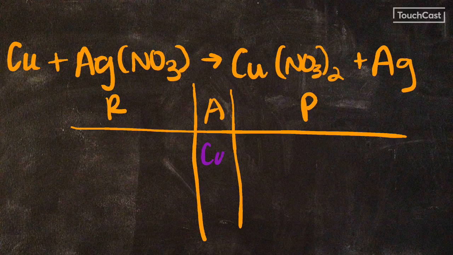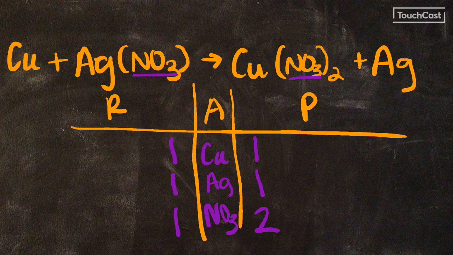We have Cu, Ag, and then because nitrate is a polyatomic and it's on both sides, we keep it together. So we end up with NO3. Now I count how many of each I have on both sides. I have 1 copper, 1 silver, 1 nitrate on my reactant side. I have 1 copper, 1 silver, and 2 nitrates on my product side.